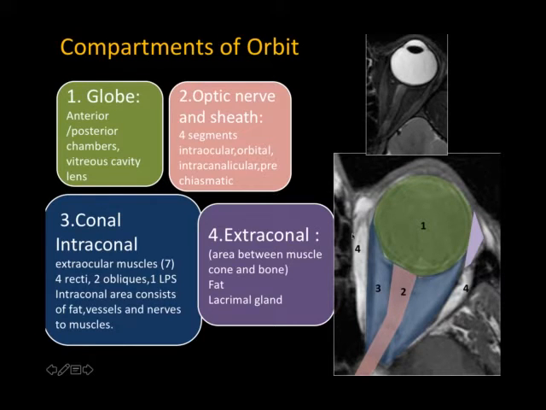And the extraconal is basically extraconal fat. Extraconal is anything located between the muscles and the bony orbital wall. So that will have mainly the lacrimal gland in the... where? Superolateral. And the lacrimal sac is not superomedial, it's inferomedial. So this is the lacrimal gland and there is the extraconal fat. So that's the extraconal compartment.